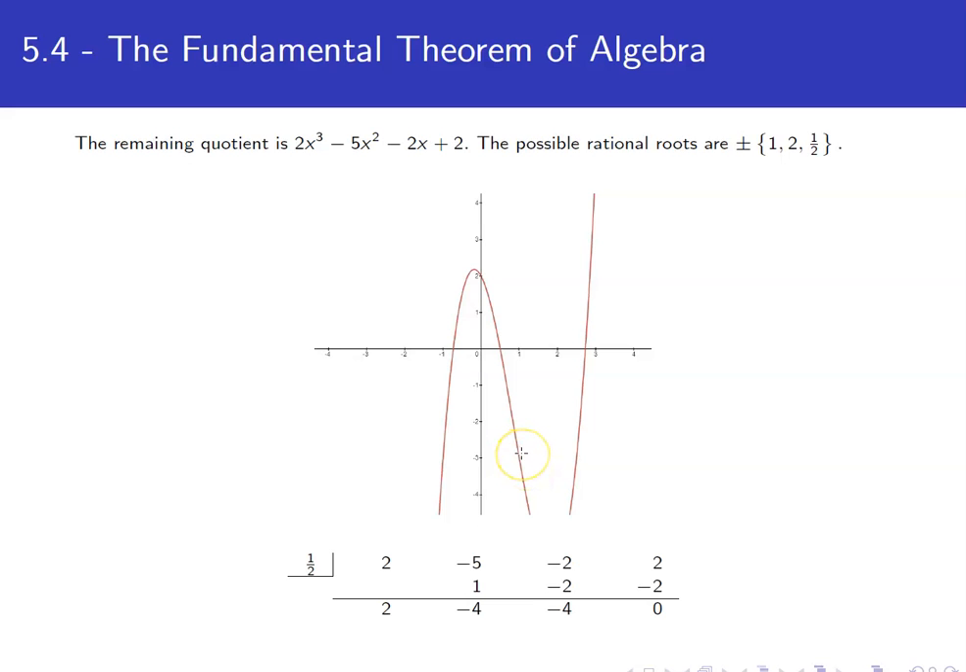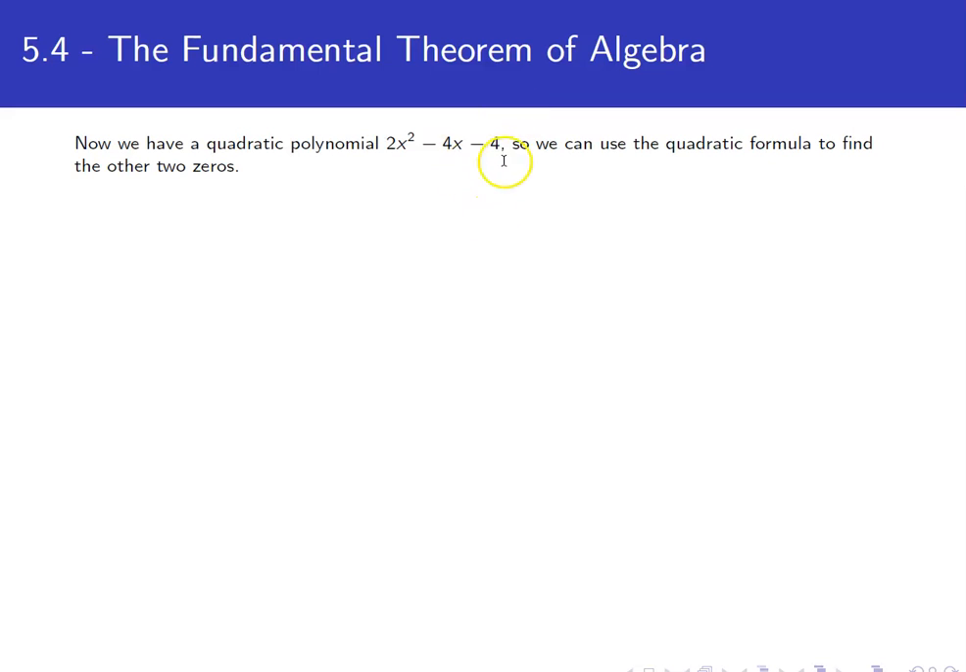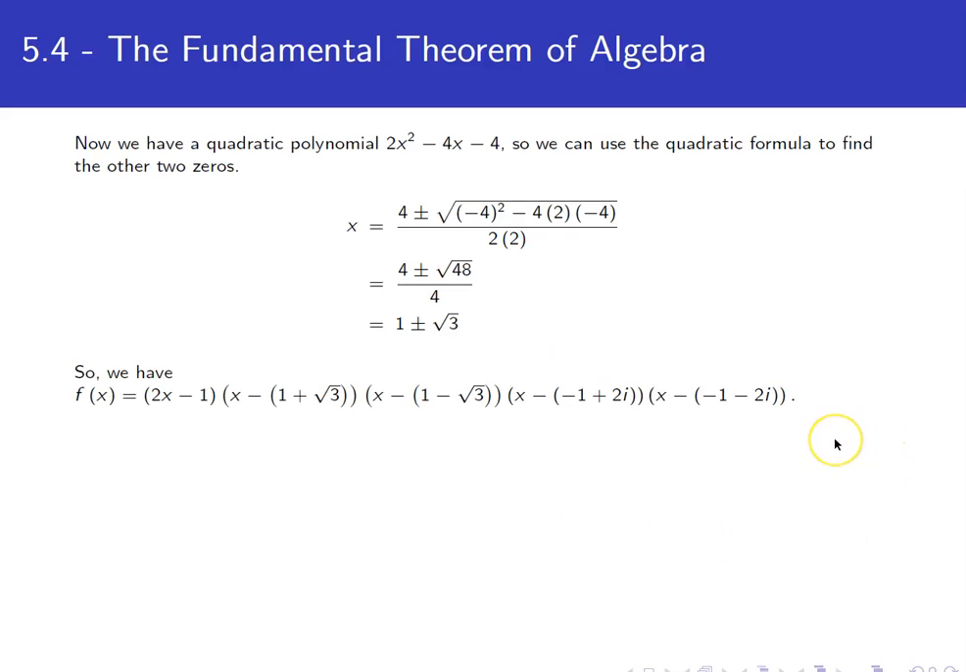So we'll try that. And going through the synthetic division, lo and behold, we really do get that 1/2 is a root. The remaining quadratic is going to be 2x squared minus 4x minus 4. We can either try to factor it or use the quadratic formula. This one doesn't factor, so let's go ahead and use the quadratic formula. If we run through the quadratic formula, simplify as much as we can, we end up with the roots of 1 plus or minus root 3.